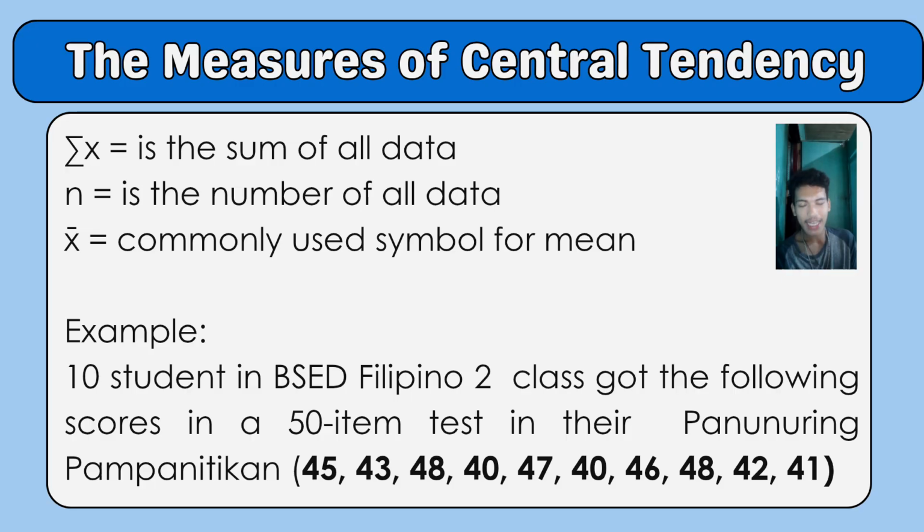Okay, so let's take a moment to comprehend this formula. This symbol is the sum of all data. This is the summation of x. That's the proper term for it. This is the moment when you add all of those given data, and the small letter n is the number of all data. It is the denominator, and the small letter x with a horizontal line above it is the commonly used symbol for mean.